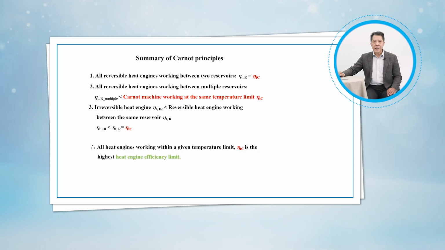Therefore, for all heat engines working within a given temperature limit, the maximum heat engine efficiency limit is the Carnot efficiency. An actual heat engine cannot reach this maximum theoretical efficiency value because it is impossible to completely eliminate all the irreversibilities associated with the actual cycle.